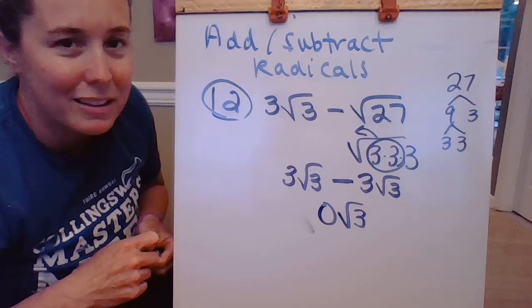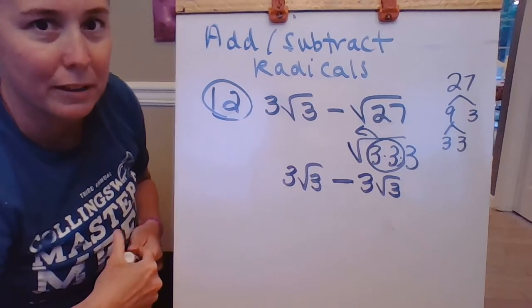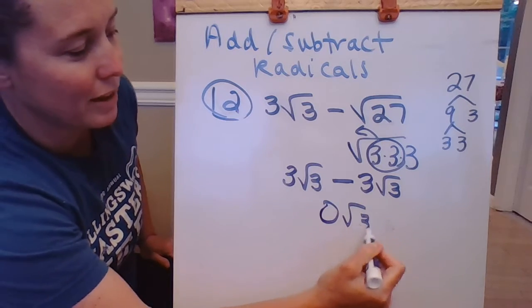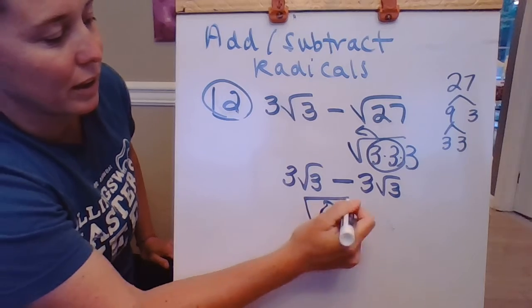But look at this work. It's 3 root 3 take away 3 root 3. So 0 root 3 is actually just 0. The answer to number 12 is 0.